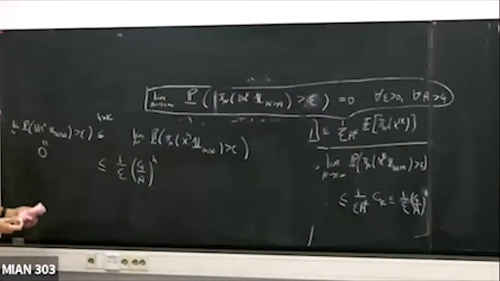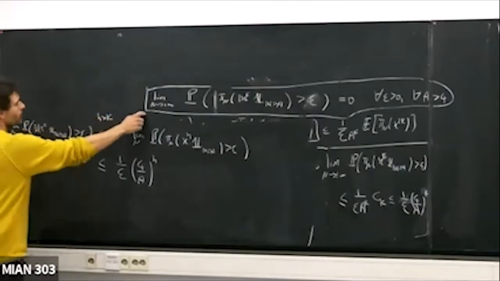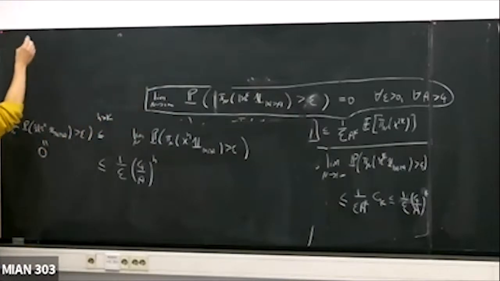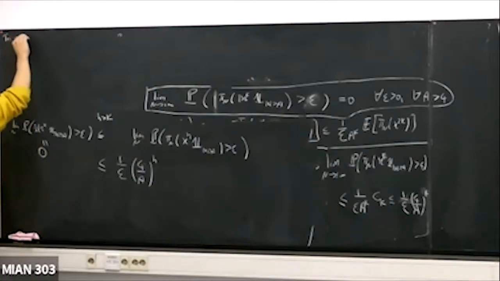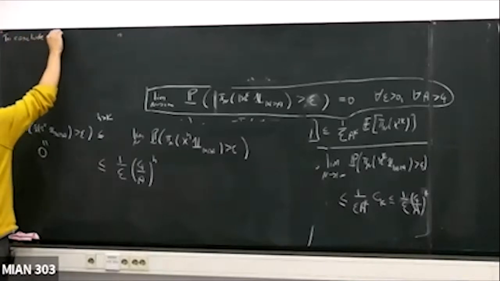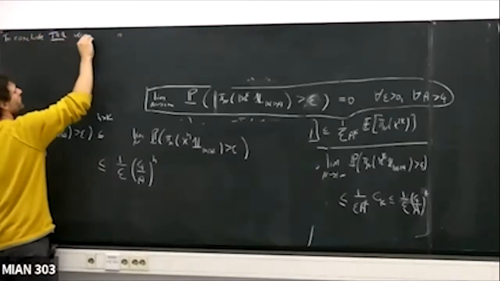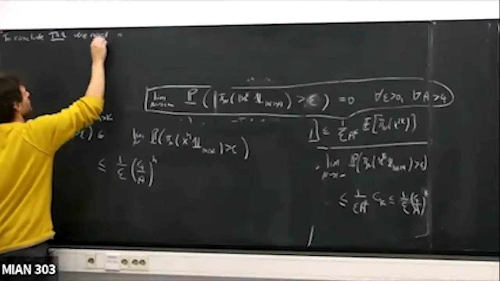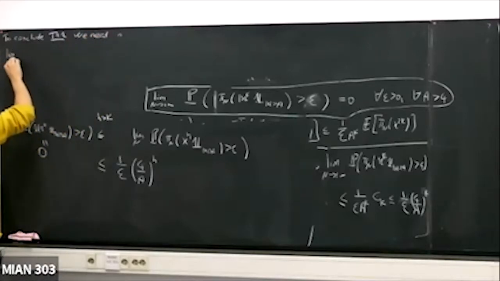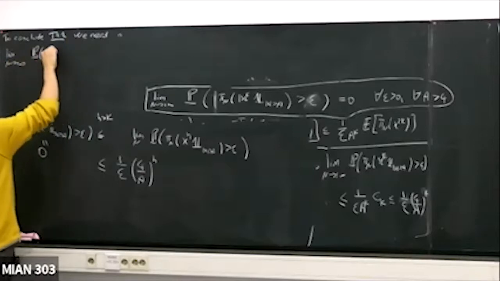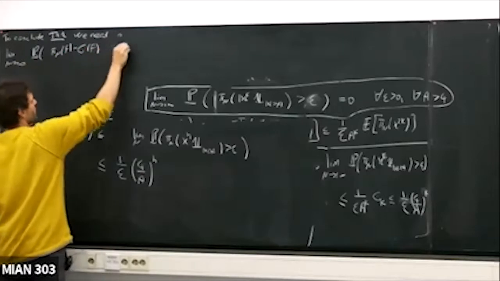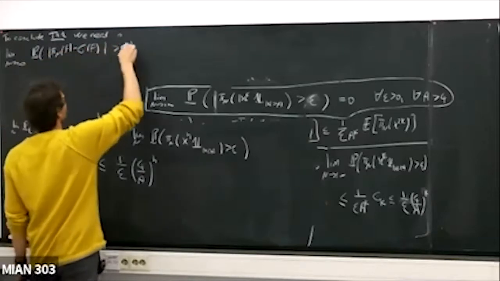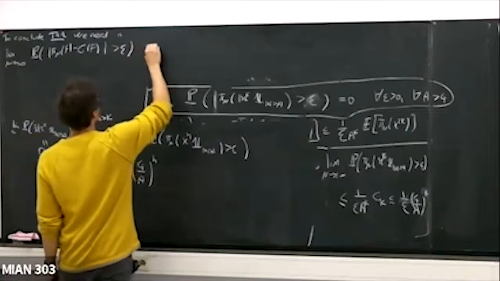Now, how do I do this using lemma 1 and lemma 2? Recalling this, we are proving convergence in probability. So to conclude theorem 1, we need, if you remember, that the limit when n goes to infinity of the probability of the absolute value of pi n of f minus sigma of f bigger than epsilon, or change f to minus f, is 0.